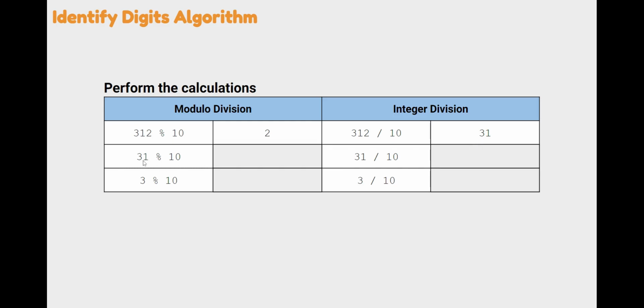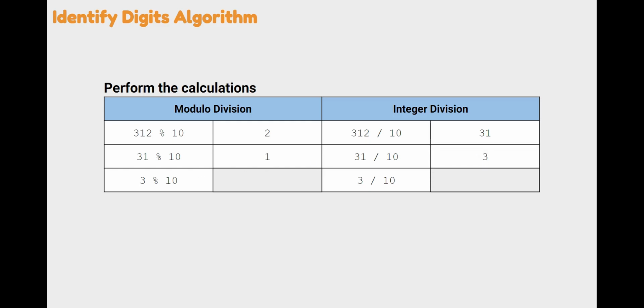Continuing on, we have 31. We're going to mod that by 10. That's going to give us the digit in the ones place, which is a 1. Now that we got that digit, we can get rid of it by taking 31 divided by 10. That's going to give us 3. Now we're left with the 3.